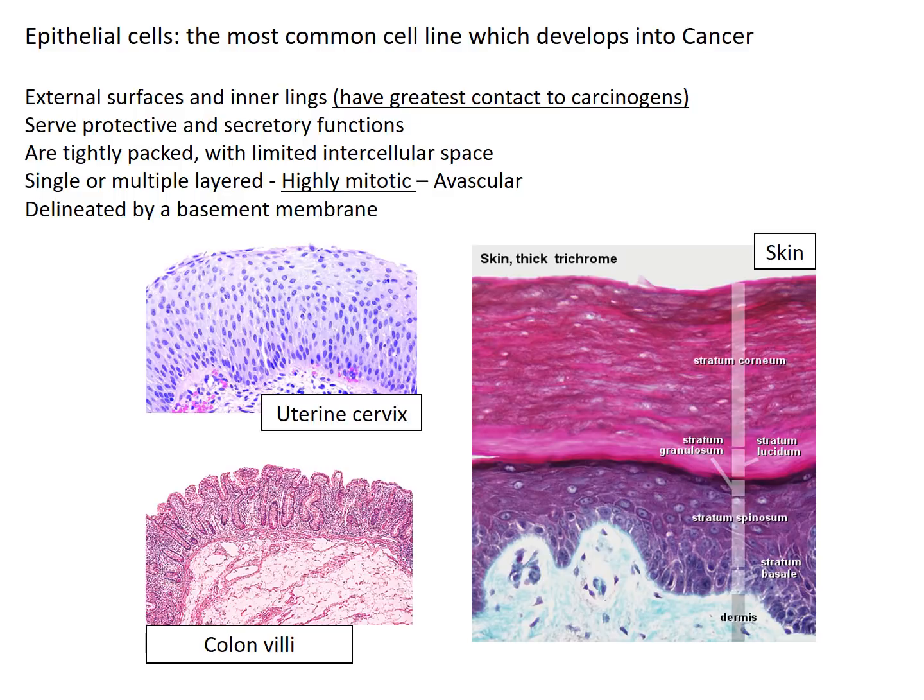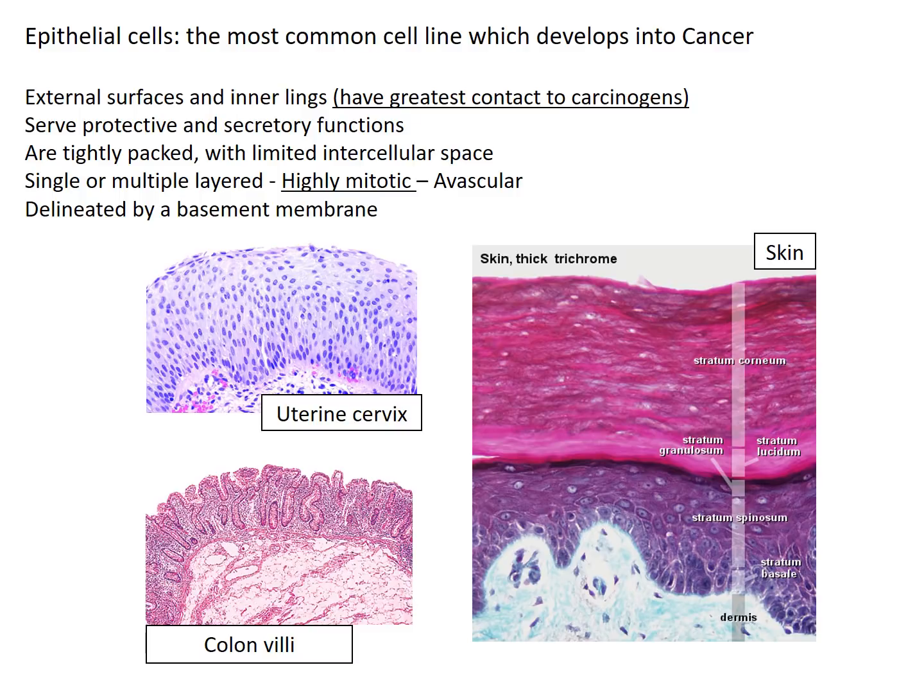And the epithelial cells tend to have the highest contact with carcinogens. So you take these cells that are already rapidly dividing and you expose them to the highest concentrations of carcinogens, you can see why epithelial cells are the most common cell lines which develop into cancer.